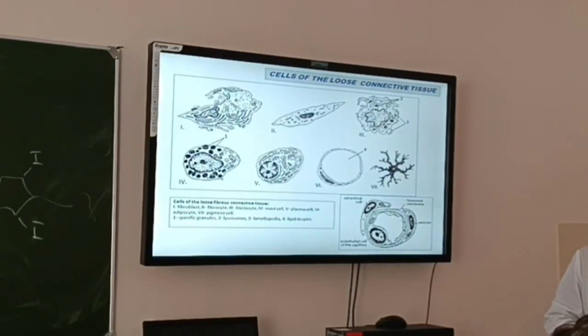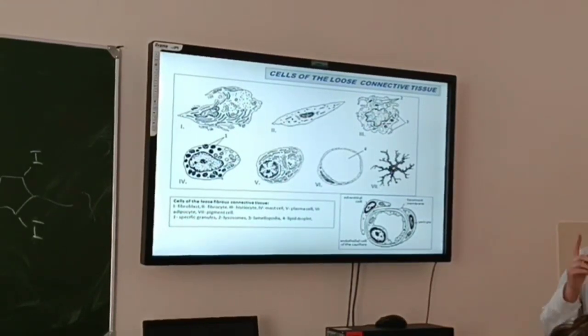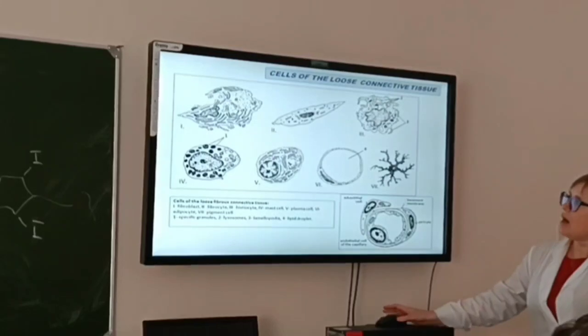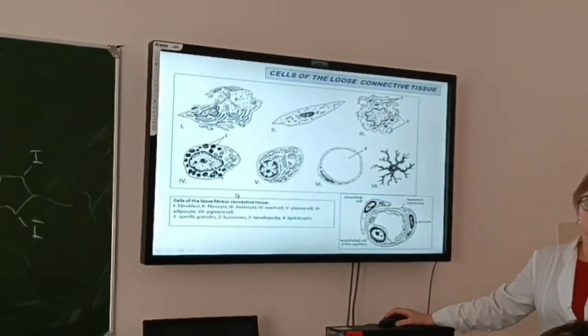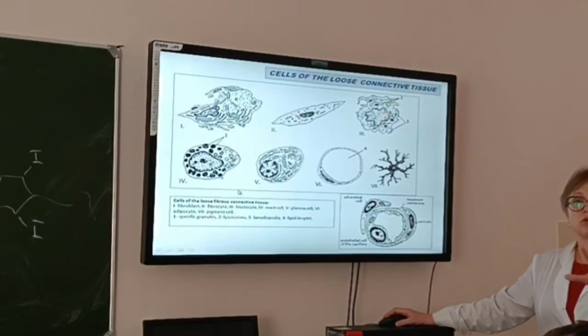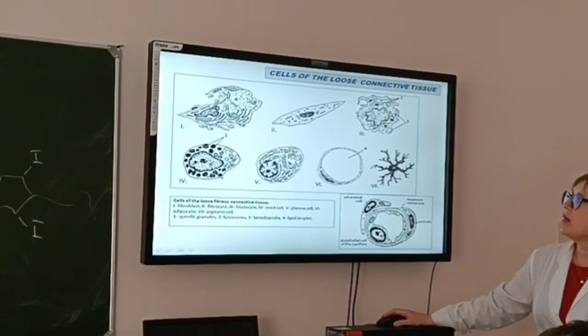Okay, a bit later I will remember. Here on this diagram you can see the main cells of connective tissue that refer to the first group, resident. The first two cells are of the fibroblastic row. This is fibroblast, this is fibrocyte.